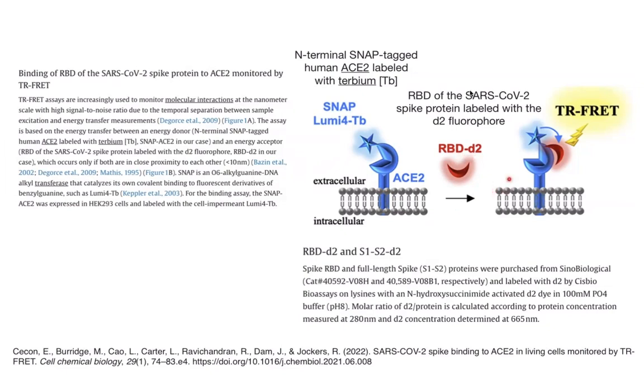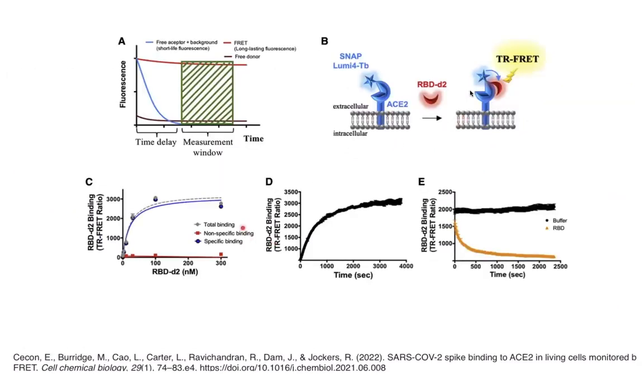What's going to happen is that if the receptor binding domain binds to ACE2, so binds to our cellular receptor, we're going to get FRET. So if we shine light that excites this LUMI4-TB, we should see the emission of our D2, but only if they're interacting. If they're not, then if we shine light that excites LUMI4-TB, we'll see the emission of that. And so this is what they end up doing.